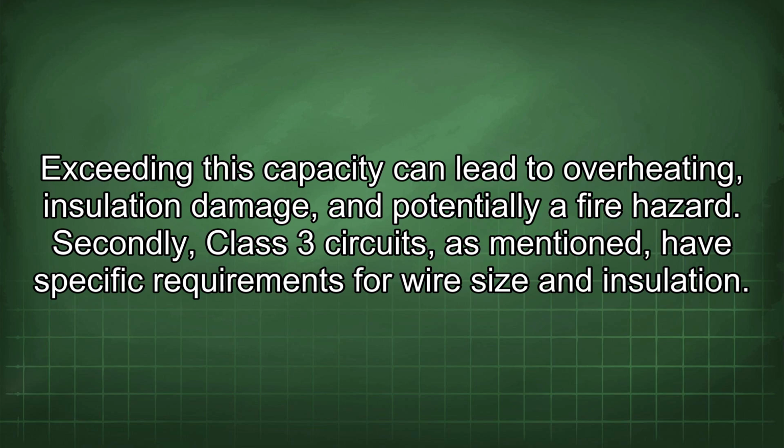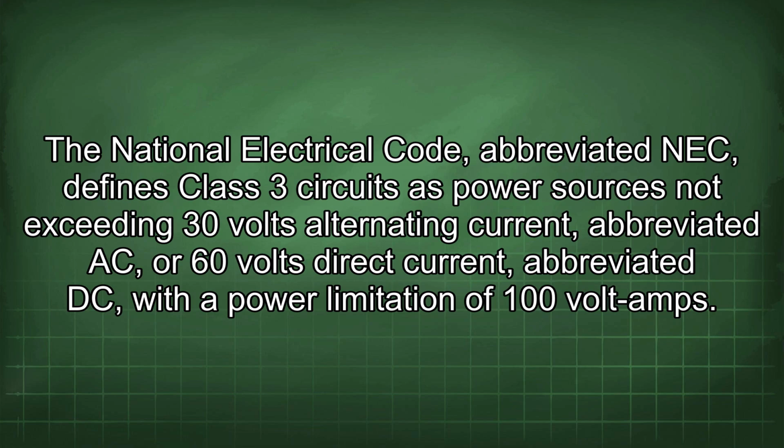Secondly, Class 3 circuits, as mentioned, have specific requirements for wire size and insulation. The National Electrical Code, abbreviated NEC, defines Class 3 circuits as power sources not exceeding 30 volts alternating current, abbreviated AC, or 60 volts direct current, abbreviated DC, with a power limitation of 100 volt amps.